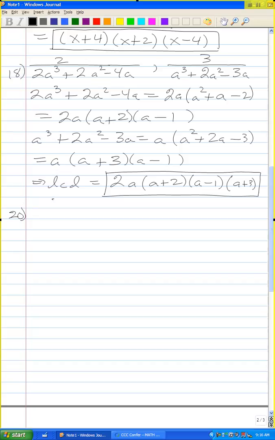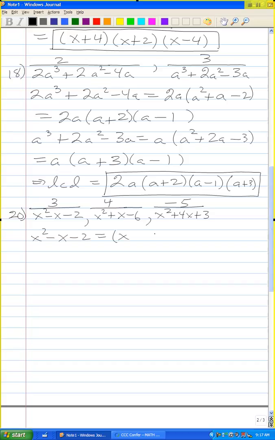Three over x squared minus x minus 2. 4 over x squared plus x minus 6. Negative 5 over x squared plus 4x plus 3. And so let's factor each of the denominators.